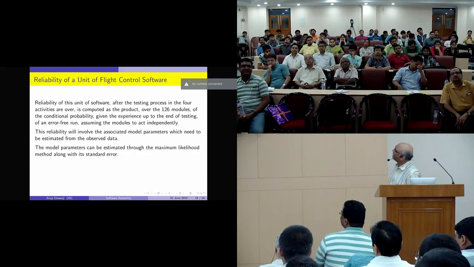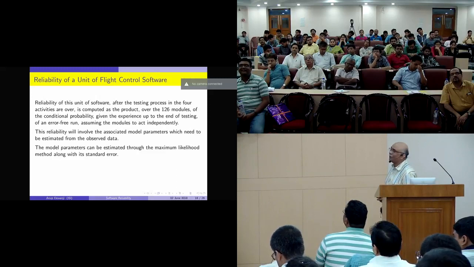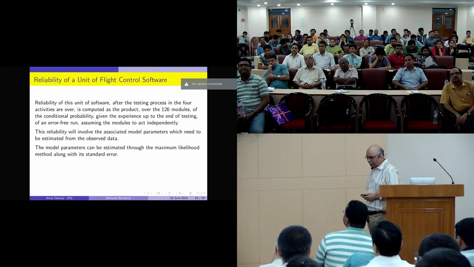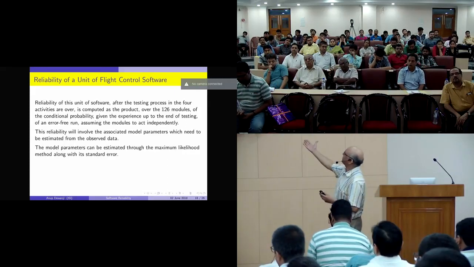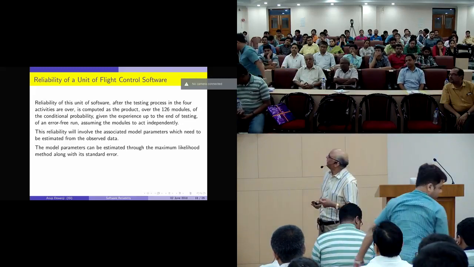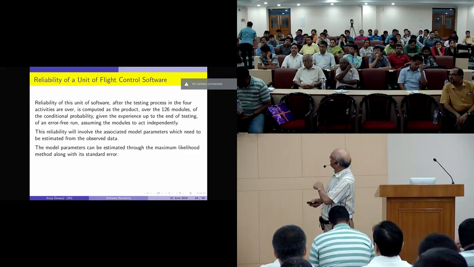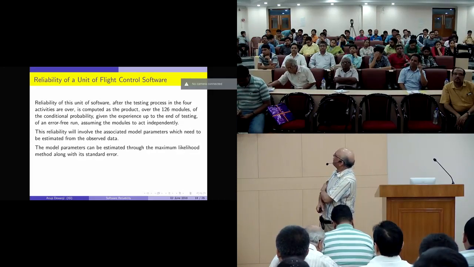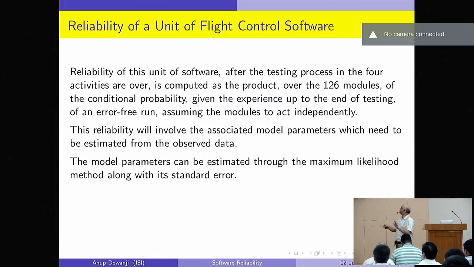Okay, what is the reliability? When the 4 activities are over, that would be computed as the product over the 126 modules of the conditional probability that there is an error-free run, given the experience up to the end of those testing. So given all the experience up to this testing, and we assume the modules act independently, that is a strong assumption again, but we had no other way of knowing otherwise. So this reliability will involve all those model parameters, how they depend on the history and probability of success and all these things. And these model parameters can be estimated using those packages, along with their standard errors and all these.